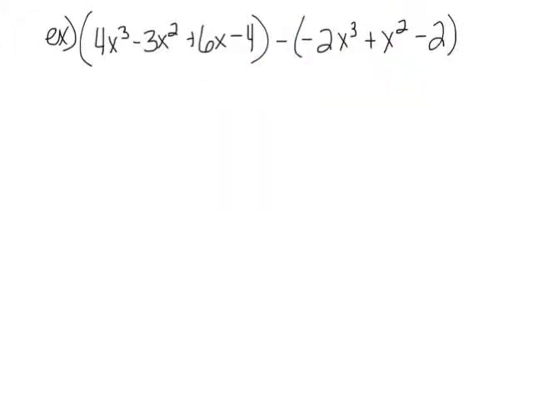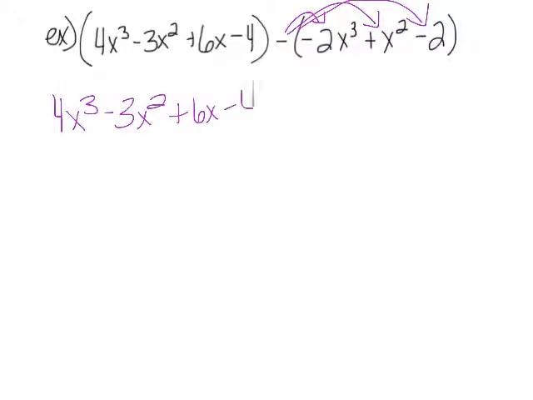Go ahead and pause the video, and I want you to try this one on your own. So we're going to distribute our negative signs. So I have 4x cubed minus 3x squared plus 6x minus 4. And I'm going to add that to a 2x cubed minus x squared plus 2.